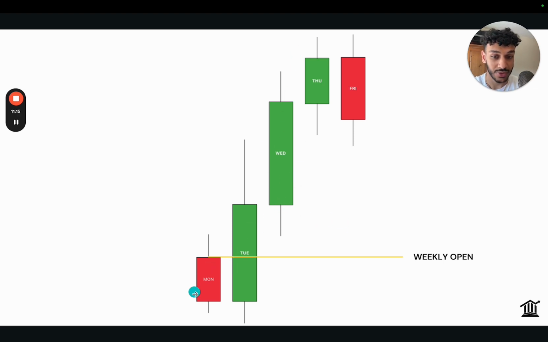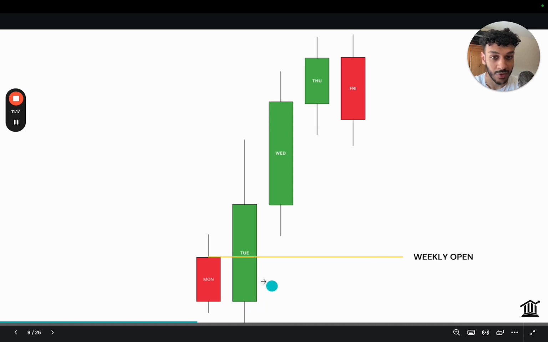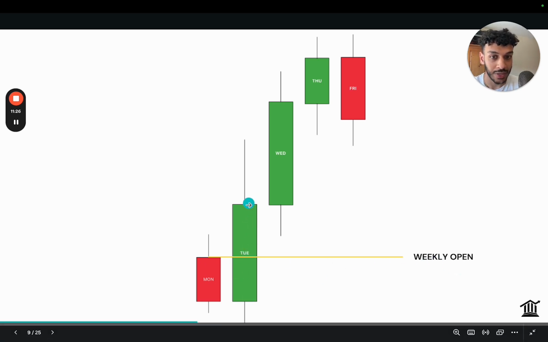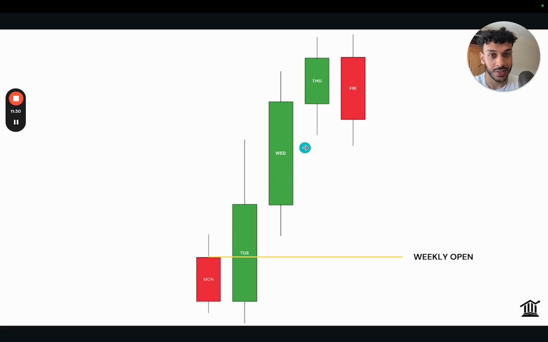So you sort of have two ideas. You either enter beneath the weekly open, maybe with a bit of a wider stop, or you can really allow price to just start moving in your direction. We actually close above the weekly open, and then Wednesday, Thursday, the consecutive days are actually a lot more high probability.